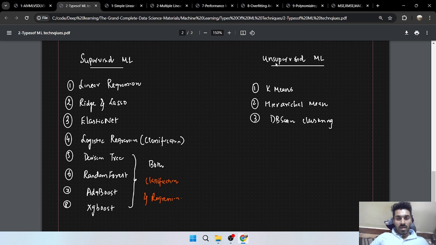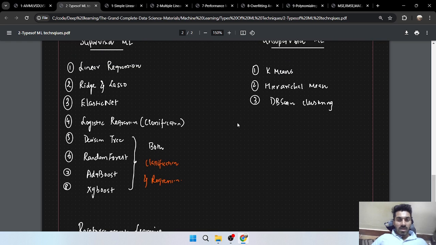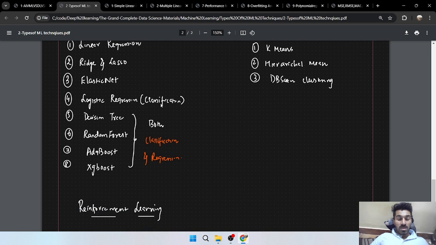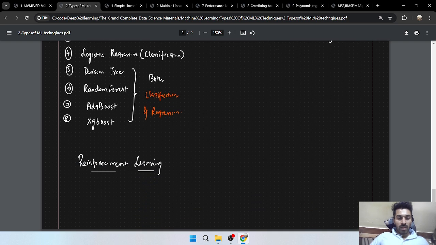Decision tree, random forest, AdaBoost, XGBoost we can use for both classification and regression. And under unsupervised machine learning, these are k-means clustering, hierarchical clustering, DBSCAN clustering. These are the algorithms we will learn in this playlist. Now we come to linear regression, and then we will learn about ridge and lasso, and how to overcome this overfitting problem. And reinforcement learning we will also touch on in some part.